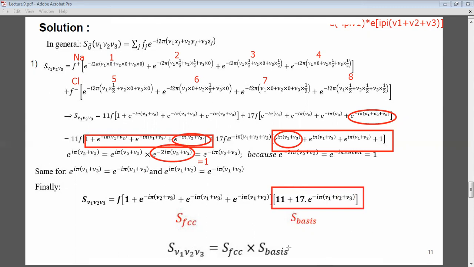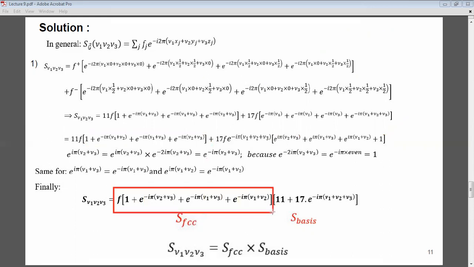Okay, now if I look at this, I find that this is exactly what I get for S FCC. If you go back up to the problem where we did the structure factor for FCC, we got it to be f into 1 plus e to the minus i pi (V2 plus V3) plus e to the minus i pi (V1 plus V3) plus e to the minus i pi (V1 plus V2). Okay, and what we see over here is as if I only have the two atoms, sodium at 0, 0, 0 and the chloride at half, half, half.